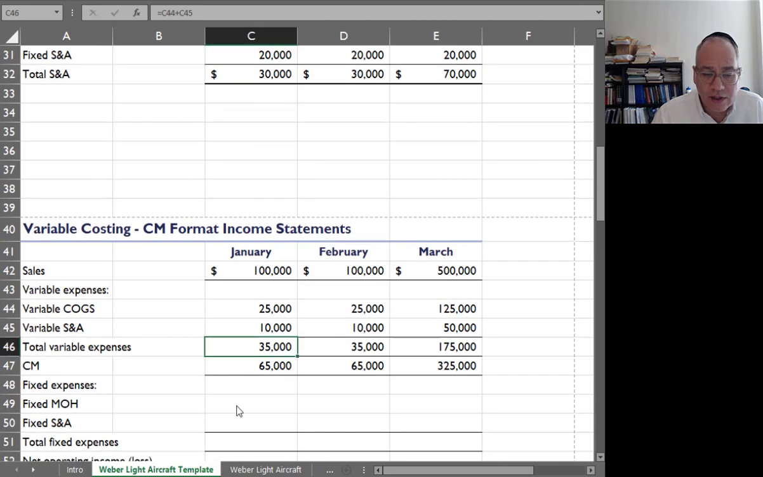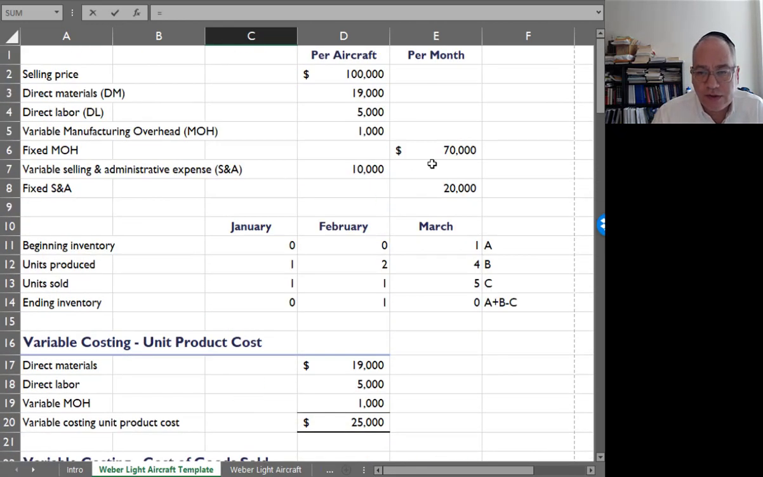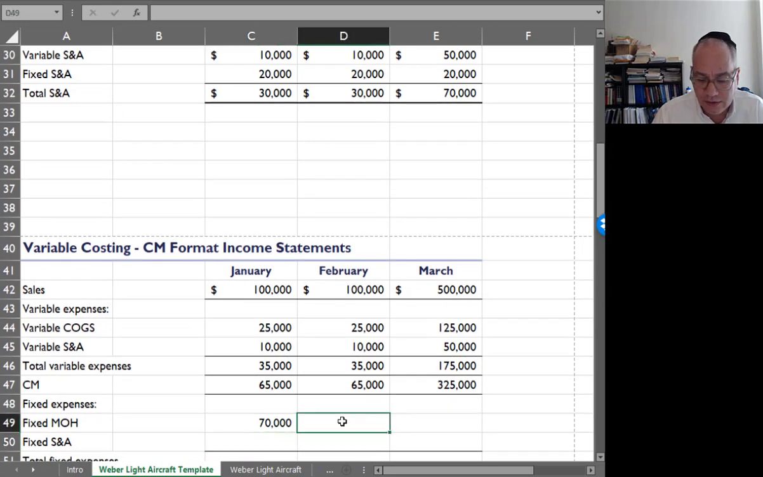Now let's look at fixed expenses. My fixed overhead in January, fixed overhead is always the same, it's $70,000. So I'll fill that in here.